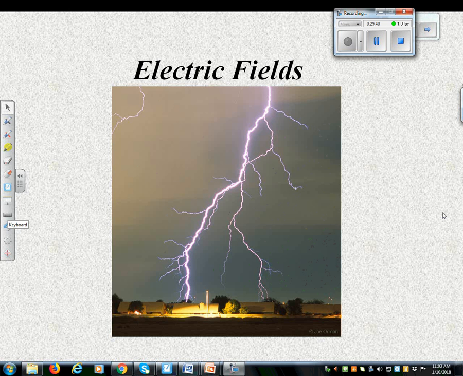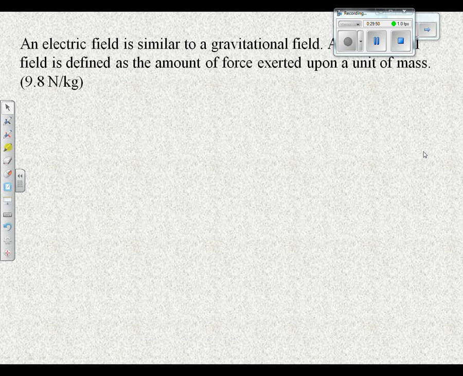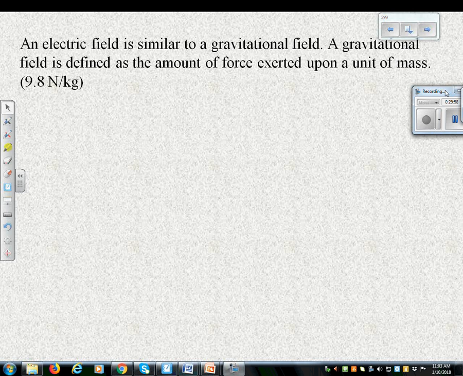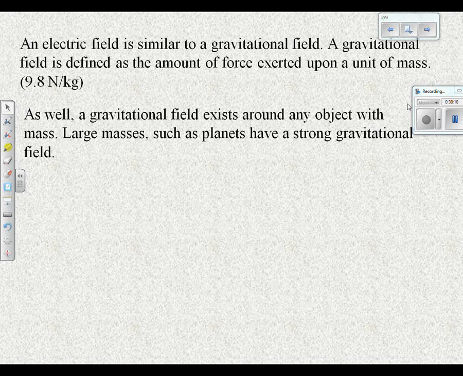This is basically the notes for what I've been talking about here. I gave you the handout, and I sort of went through the big long summary. Okay, so this is the shortened down summary version. An electric field is similar to a gravitational field. A gravitational field is defined as the amount of force exerted upon a unit of mass, and we measure gravity in newtons per kilogram. On Earth here, it's 9.8 newtons per kilogram. And I'm showing again the similarities. As well, a gravitational field exists around any object with mass. Large masses such as planets have a strong gravitational field.